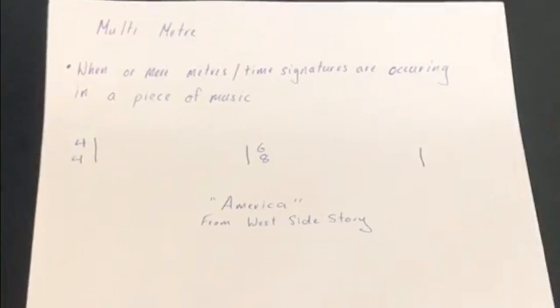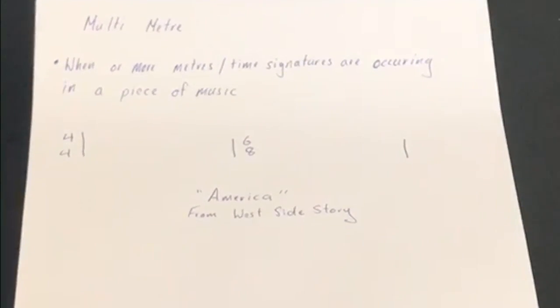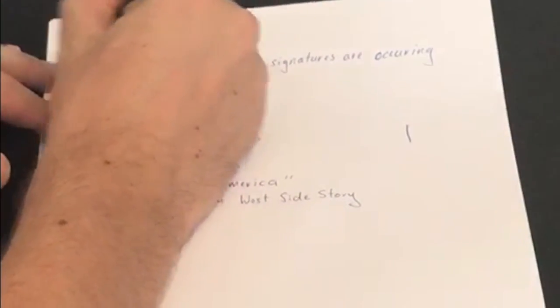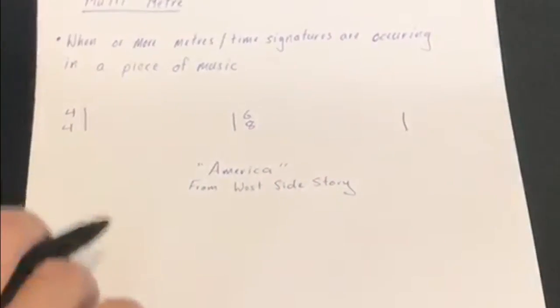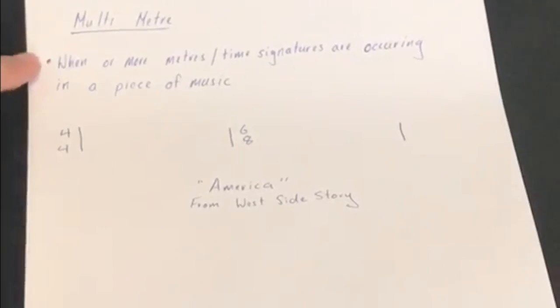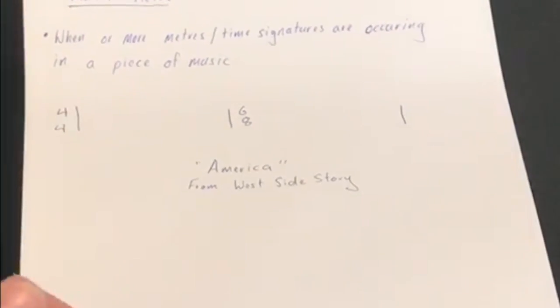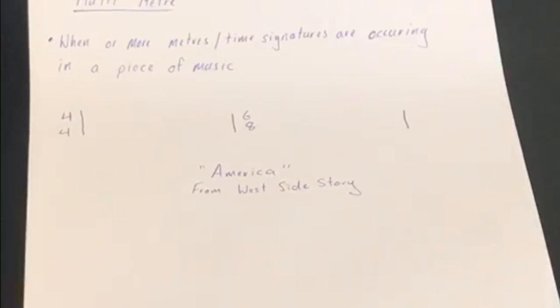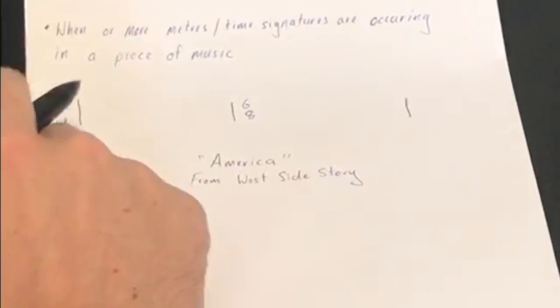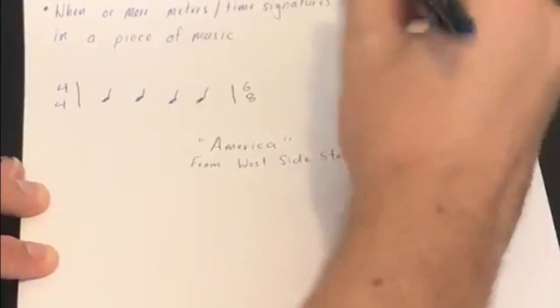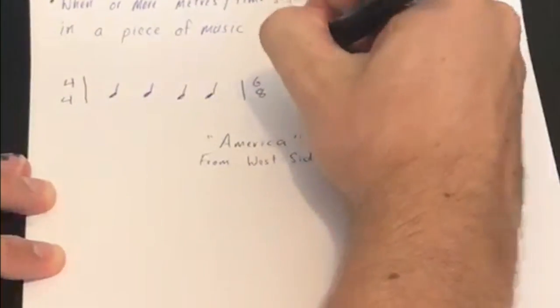So guys, now that we've covered what meter is in general, we're going to have a look at what multimeter is, our new concept. So multimeter is when one or more meters or time signatures are occurring in a piece of music. So for example, using the time signatures we looked at before, we could have 4/4 with our 4 crotchet beats, and then we could have 6/8 with our 6 quaver beats.